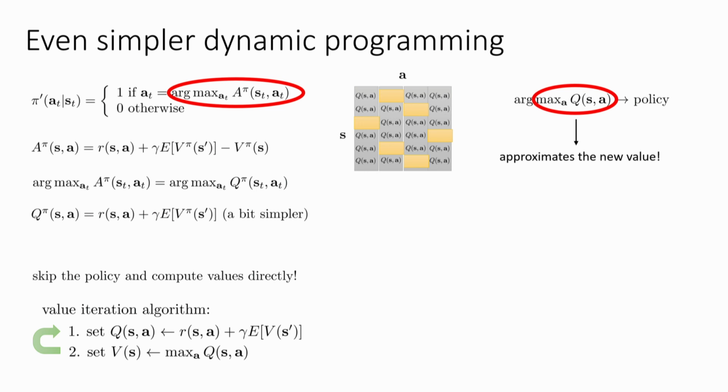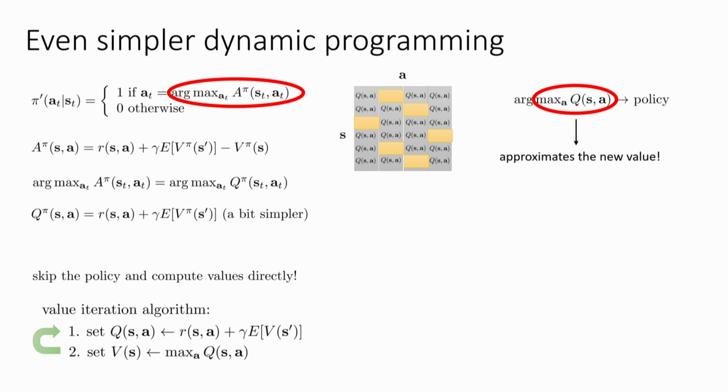The value iteration algorithm essentially just skips the explicit policy representation altogether and just alternates between building this table of Q values and then setting the value function to be the max along the columns of the table. So you first build a Q function, which you build by taking the reward and then adding gamma times the expected value of the next value. And then you build your value function out of that Q function by taking the max along the actions.